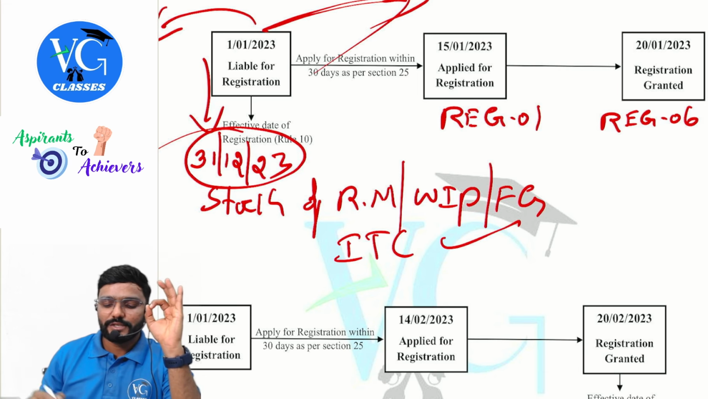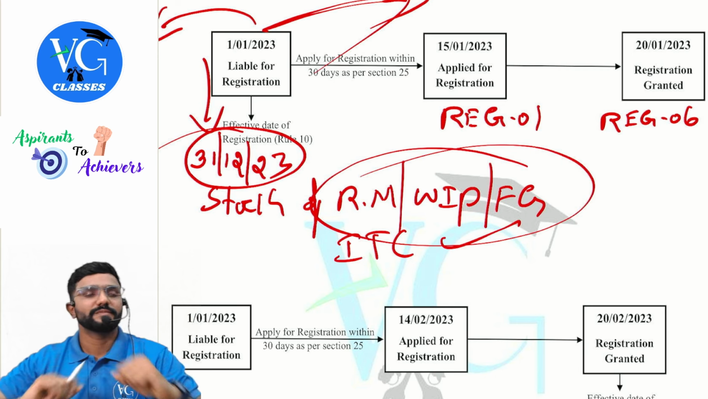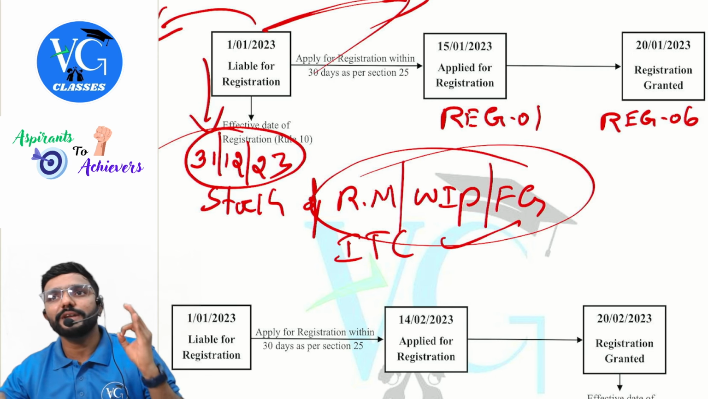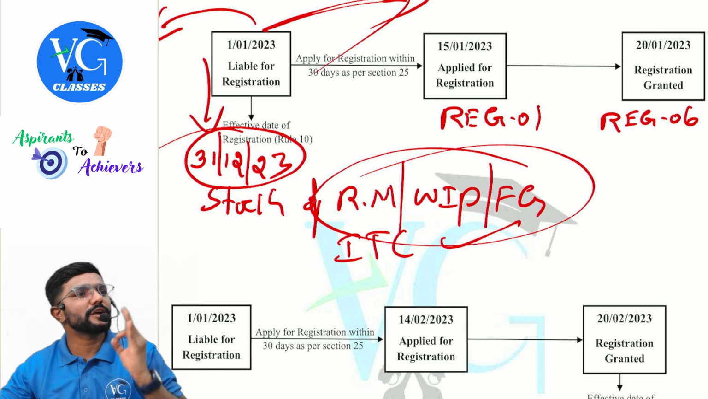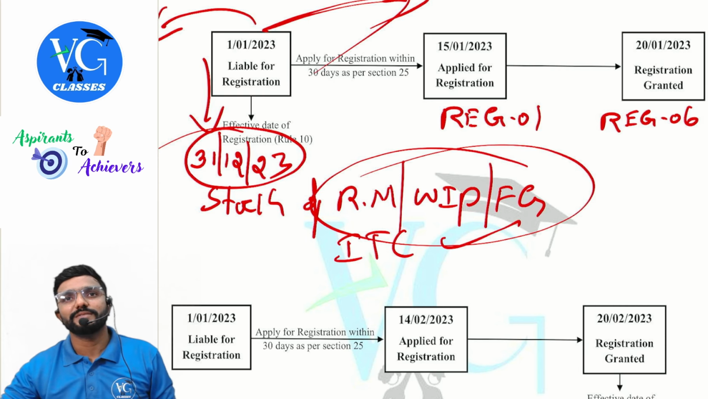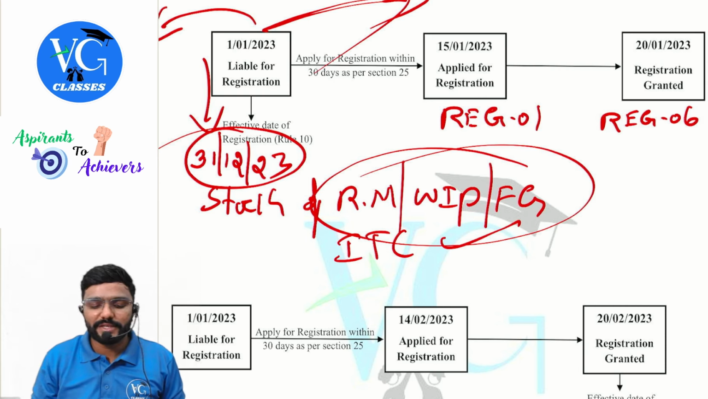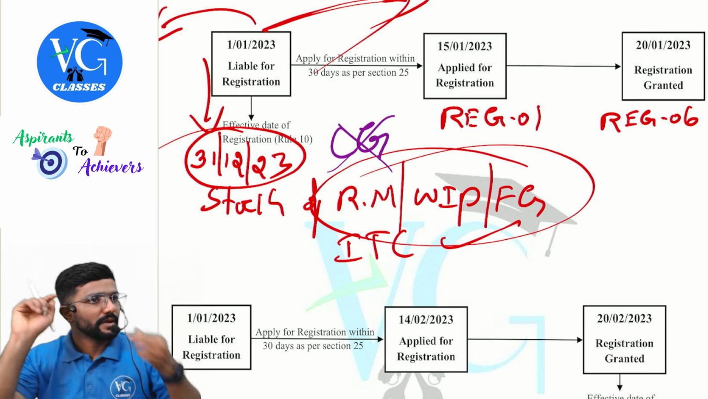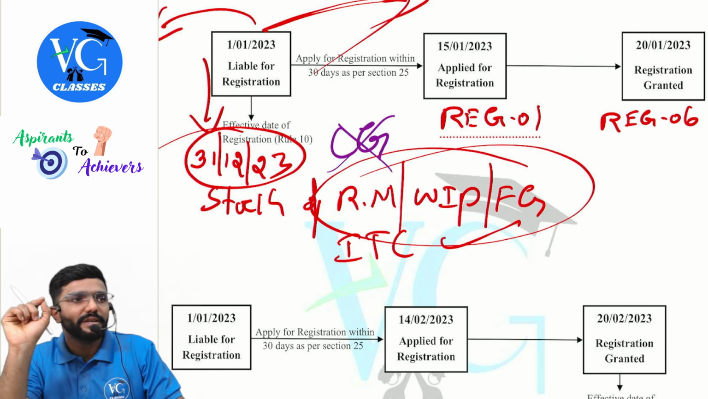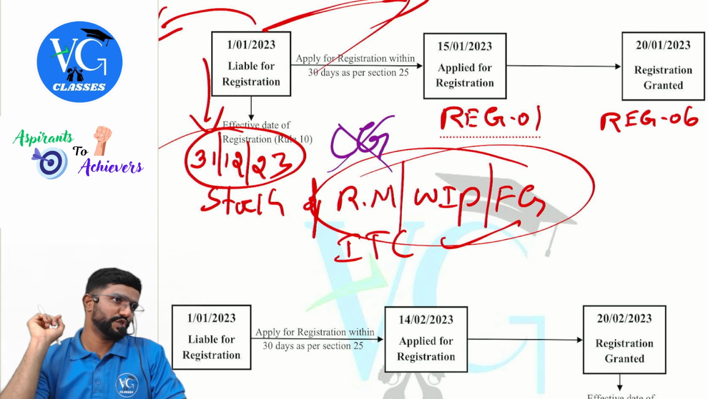But this should not be more than 1 year old. Means from the date of invoice, 1 year should not be over. It should be within 1 year. And one important thing is capital goods is not covered. Only raw material, WIP and finished goods.